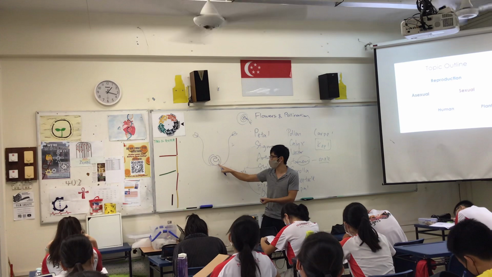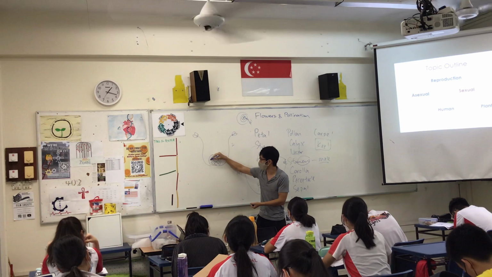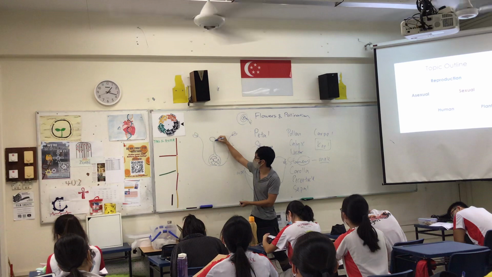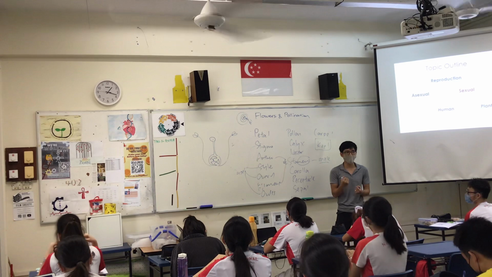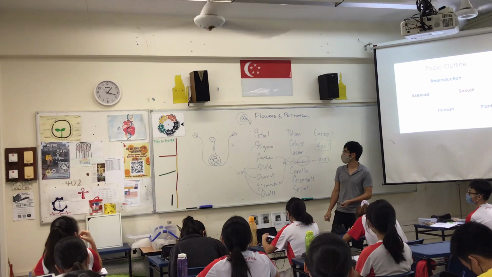Then there's the style, and then there's the stigma, where pollen grains can land on. So at the core of the flower, it's the female part. Okay, we're left with a few more. I'll complete the rest. Petals. Petals is the next layer.